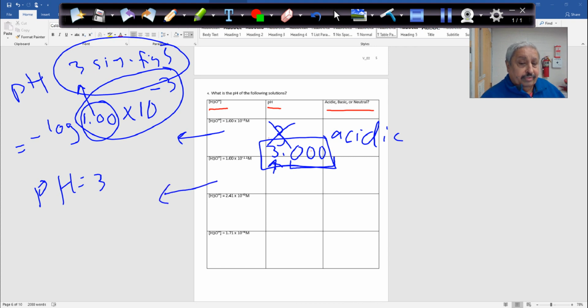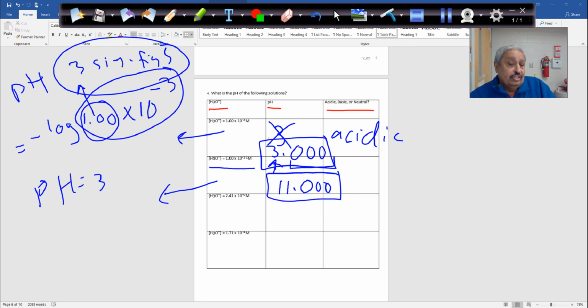So, how about the other one? Next one. Somebody tell me, 1 times 10 to the minus 11. The pH will be what? With 3 sig figs, it will be 11.000. Correct? Everybody's following here? Look at the value here: 1 times 10 to the minus 11, that's minus log, so you take it and it will be 11. And then we have 3 sig figs, so we have to have 3 digits after the decimal.